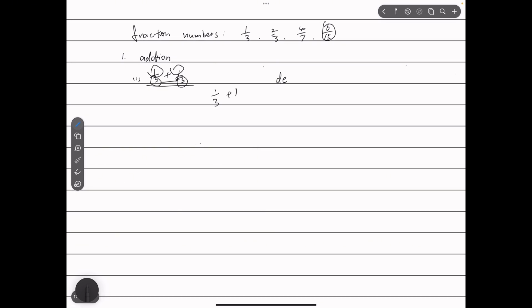1 over 3 plus 1 over 3 equals. They have the common denominator, so we can just add the top numbers without doing anything to the denominator. So we will have 2 over 3.